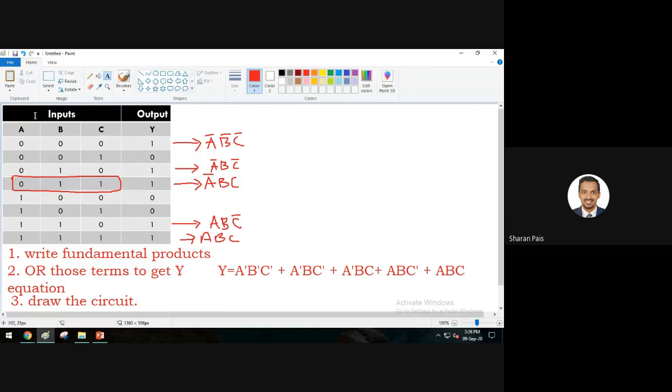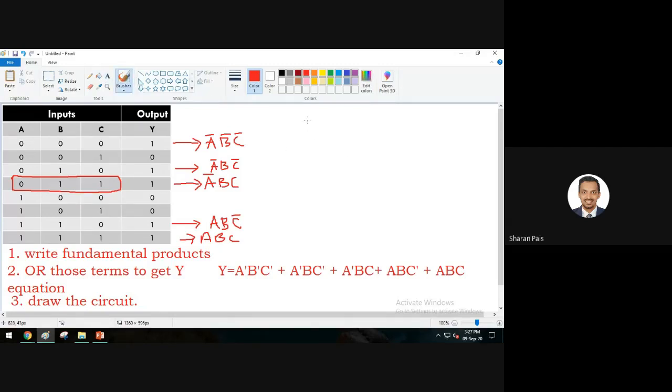This is the truth table of a circuit. Then I am writing the fundamental product for only those outputs which are having high output. So wherever you have one output, for that I need to write the fundamental product terms. Means if it is 0, then negate it. If it is 1, write it directly. Fine. Then the equation means I am writing all with the OR in between them. Then draw the circuit.